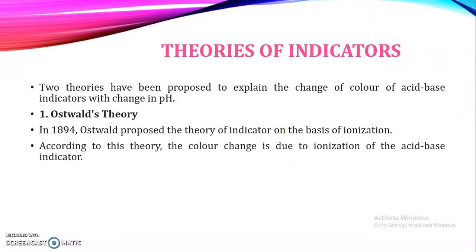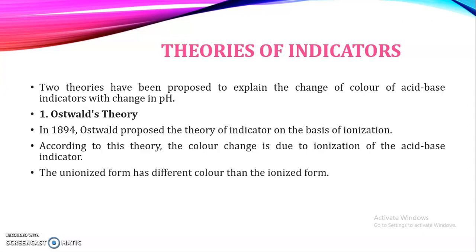According to this theory, the color change in the indicator is due to ionization of the acid or the base indicator. As we know, the indicators we use are generally weak acids or weak bases, and they are capable of undergoing ionization. If they are present in the unionized form, they possess one color, and if they are ionized, they have a different color.